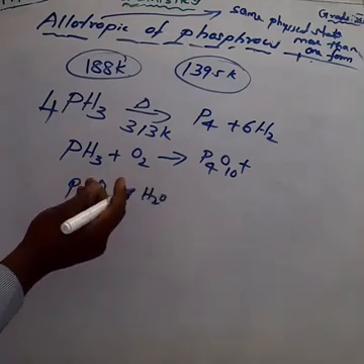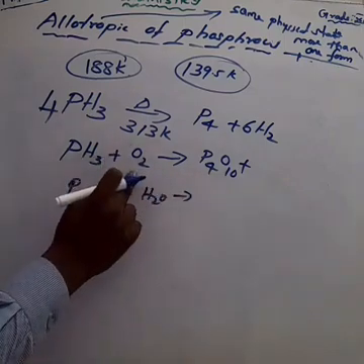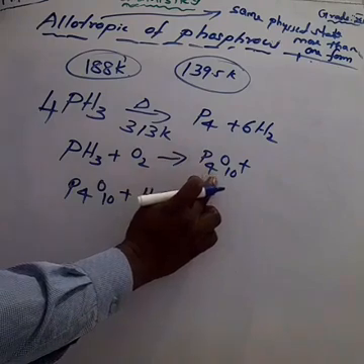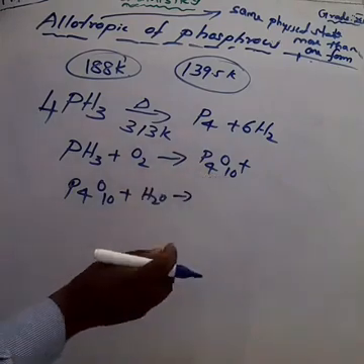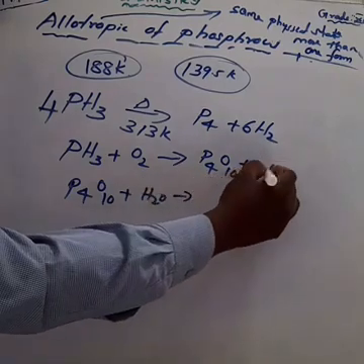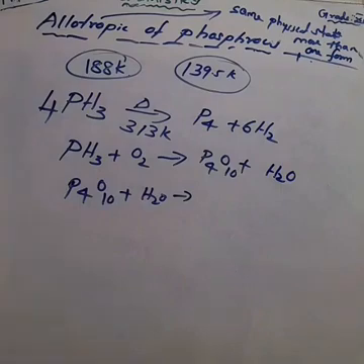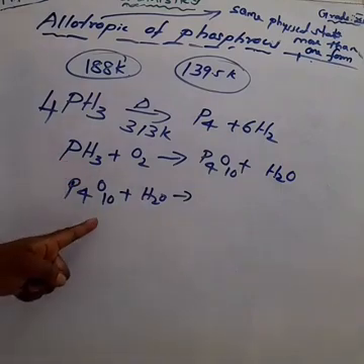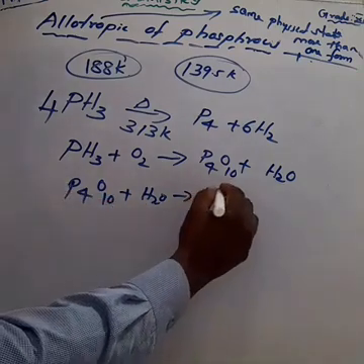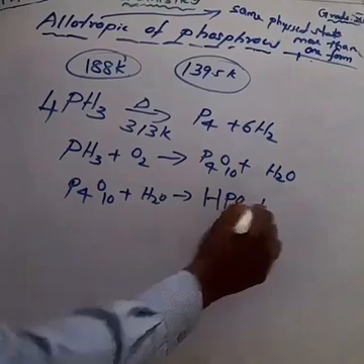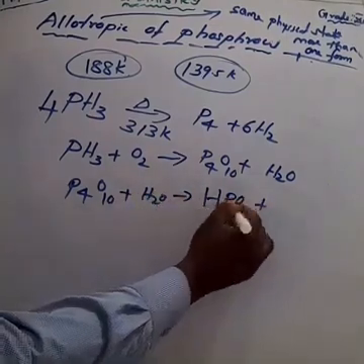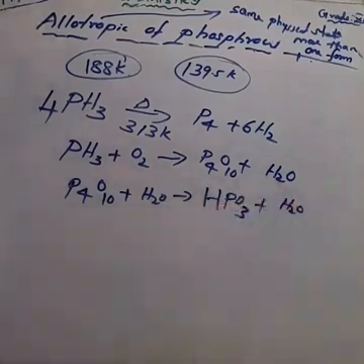Important point. First, phosphine reacts with oxygen, and we get phosphorus pentoxide. Penta means 5, all of you know that. That is written as P4O10, already we learned. And also we get water molecules. Next, this phosphorus pentoxide again reacts with water molecules, and we get metaphosphoric acid. What is the formula for metaphosphoric acid? HPO3. And also we get water molecules. So, we can write the equation.